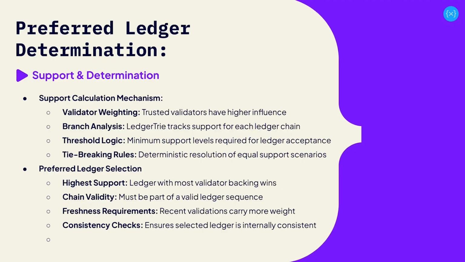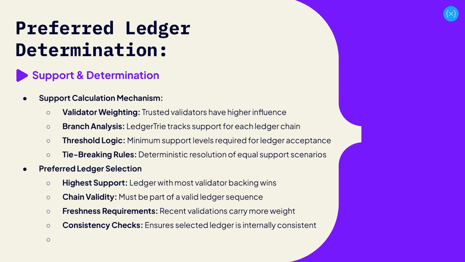So next we have ledger support and preferred ledger determination. This includes validator weighting, so trusted validators have higher influence. Branch analysis through the ledger tree tracks support for each ledger chain. Threshold logic, which includes minimum support levels required for ledger acceptance. We also have tiebreaker rules, which determine resolution of equal support scenarios.